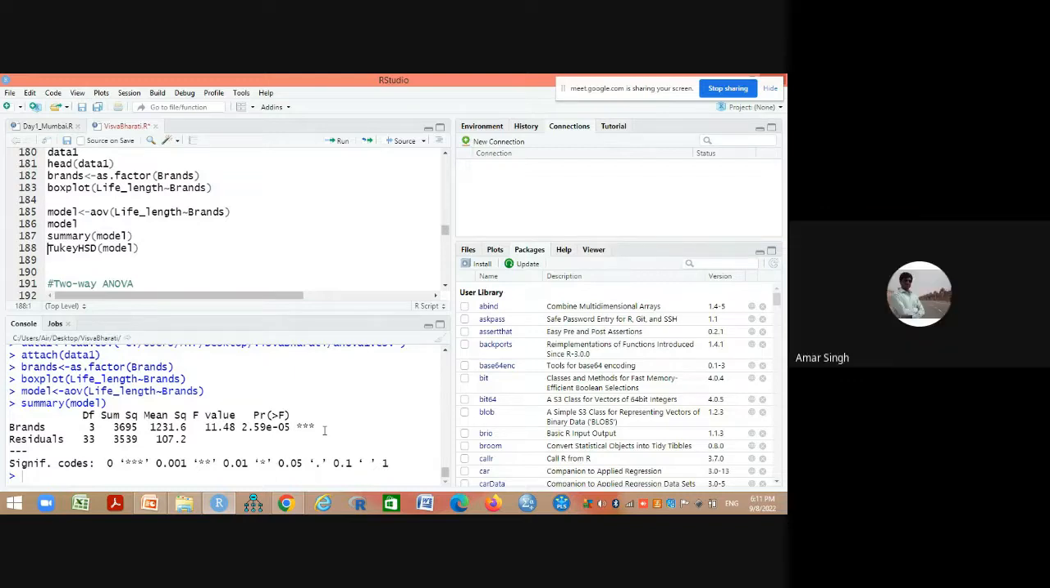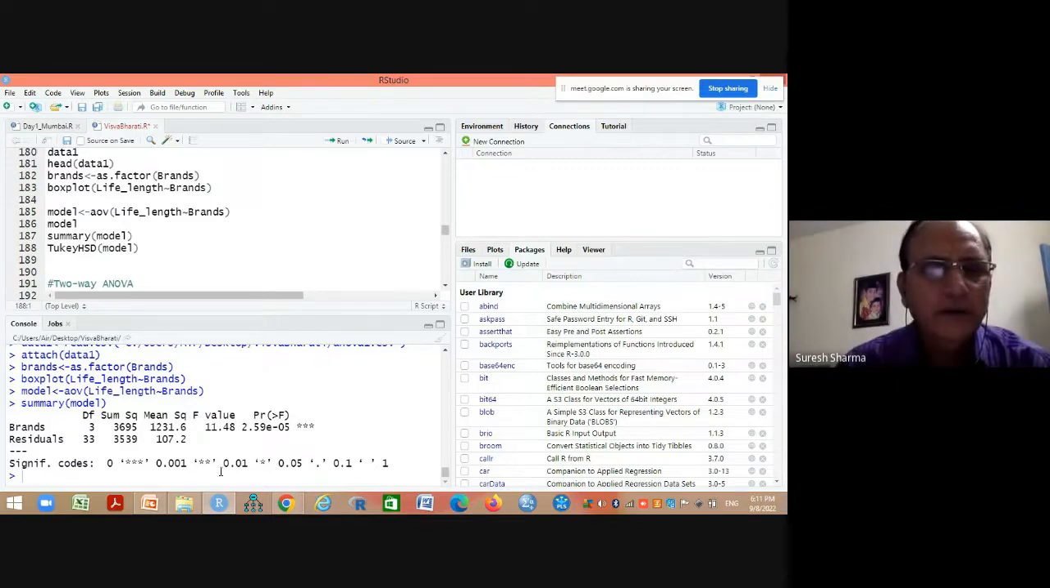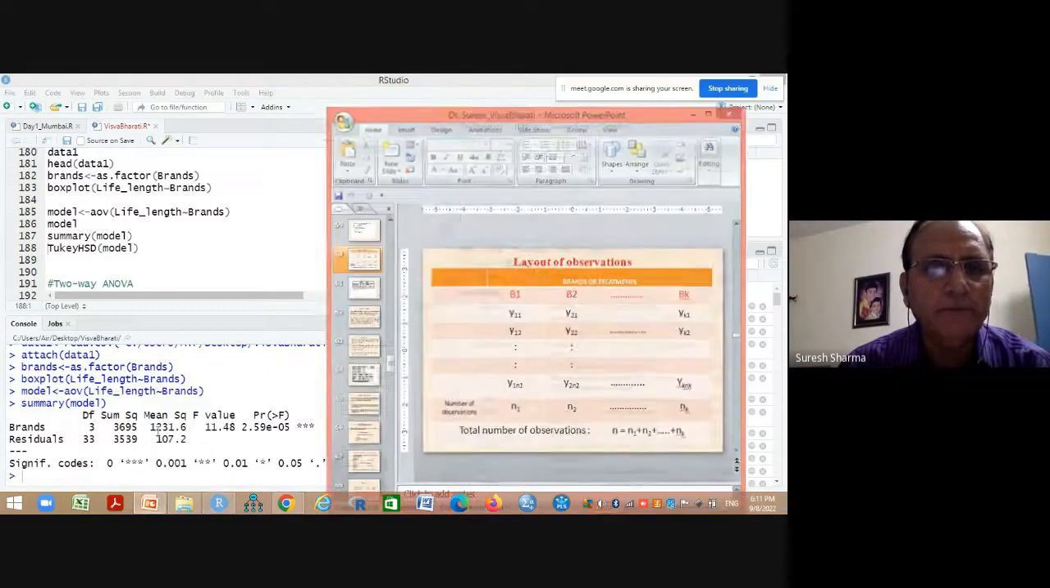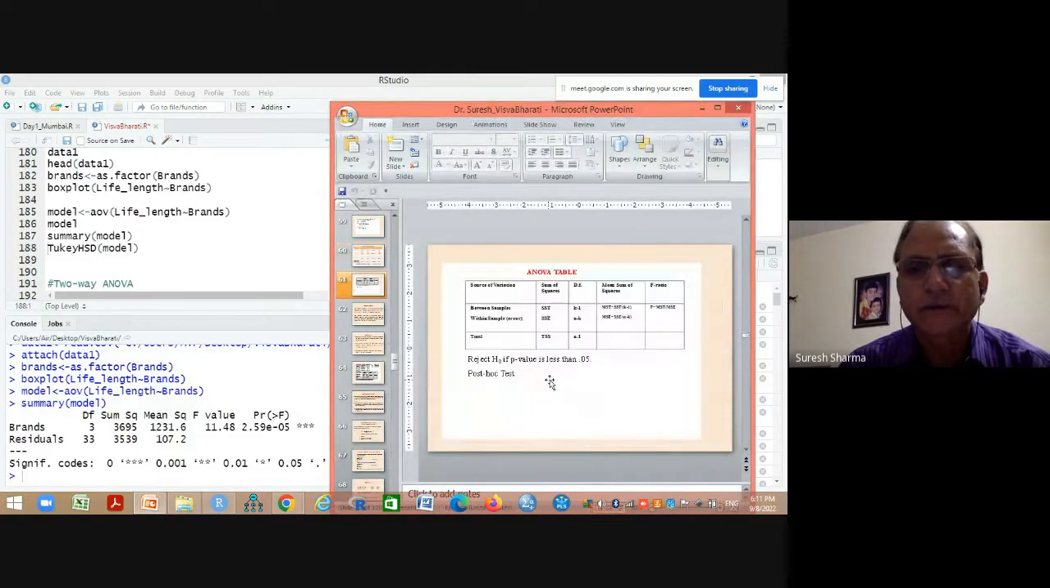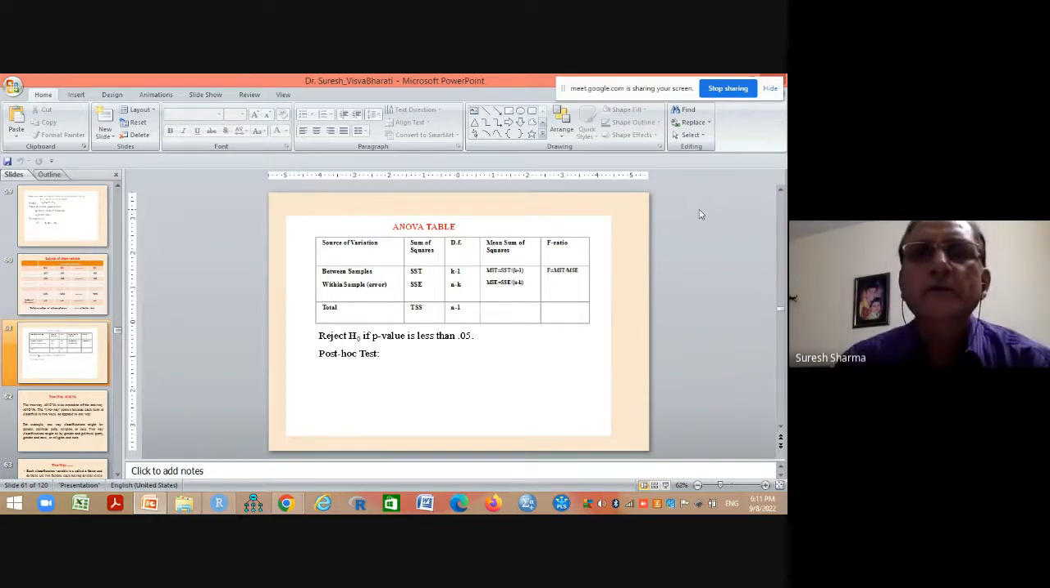Now the question is, we have to go one step ahead, and this type of analysis is called post hoc test. But the post hoc test is to be applied only when H0 is rejected. One of the important post hoc tests is Tukey's test. We can apply Tukey's test, and it will tell you which brands are different and which are the same.